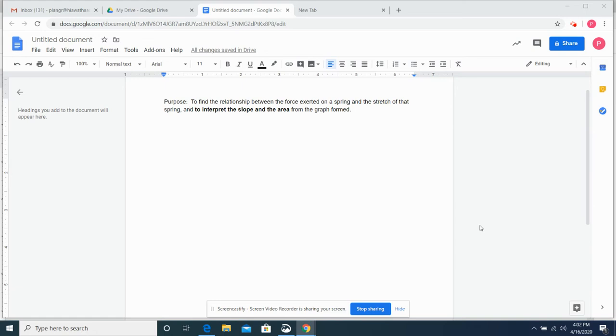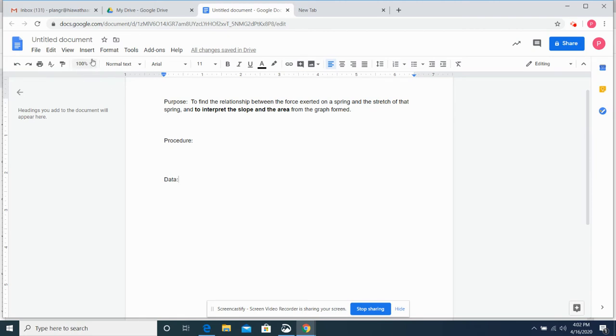Okay, so you need to write a procedure for this experiment. And of course, you're going to have in that procedure, how are you going to actually measure your data? This is going to be pretty simple for you to write, but you need to write your procedure. After you've written your procedure, you're also going to need a data table. And so I'm going to put up a data table right on my paper right now, but you're going to do it on the actual assignment document.